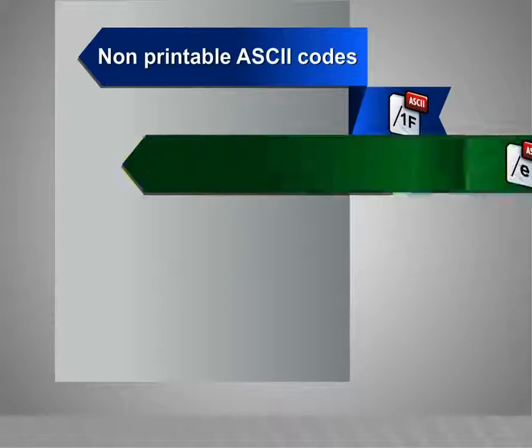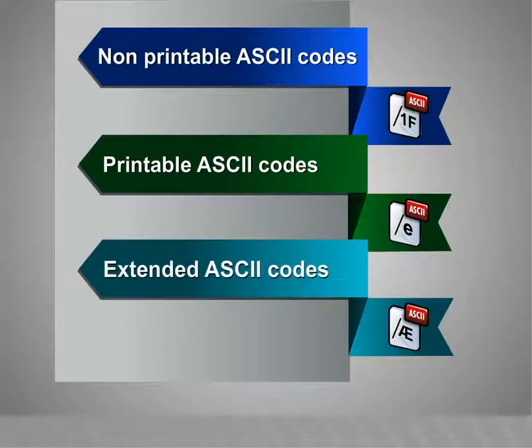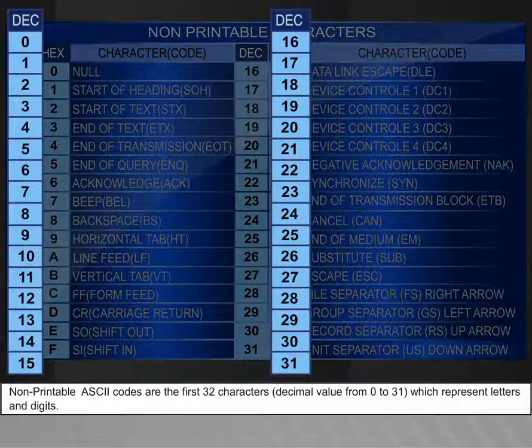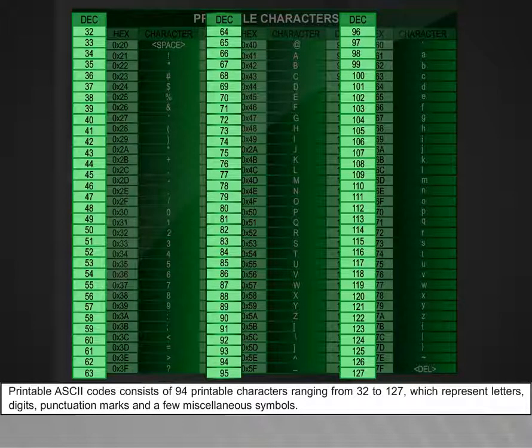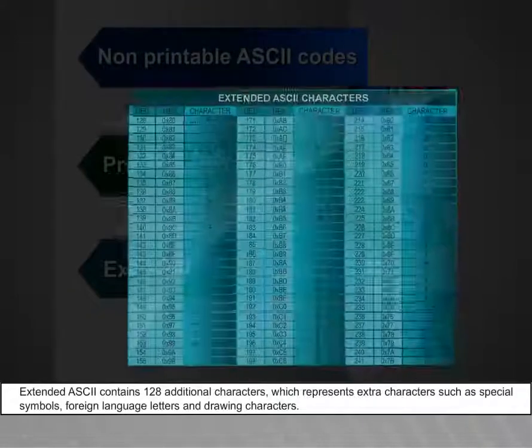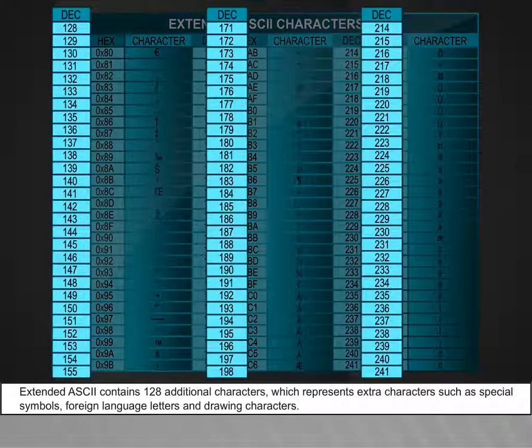Types of ASCII code. Non-printable ASCII code. Printable ASCII code. Extended ASCII code. Non-printable ASCII codes are the first 32 characters, decimal value from 0 to 31, which represent control characters. Printable ASCII codes consist of 94 printable characters ranging from 32 to 127, which represent letters, digits, punctuation marks and a few miscellaneous symbols. Extended ASCII contains 128 additional characters which represent extra characters such as special symbols, foreign language letters and drawing characters.